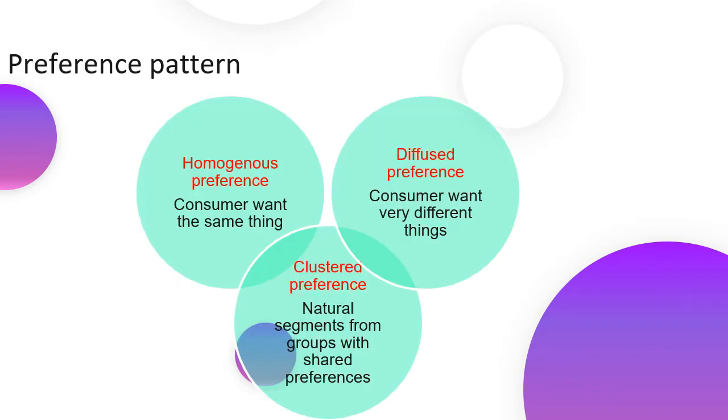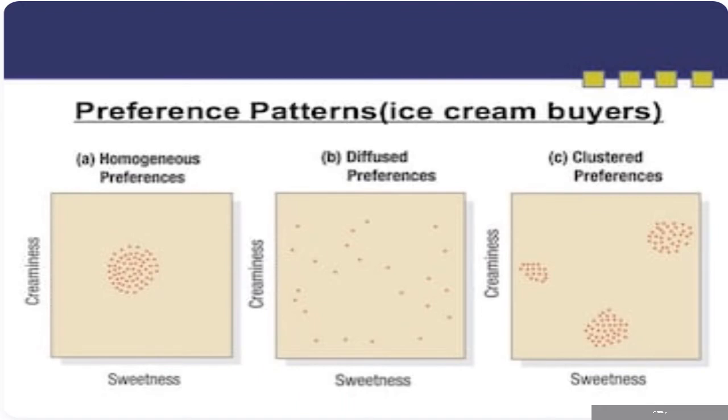And there are three preference patterns to select a segment. That is homogeneous preference, diffused preference, and cluster preference. Homogeneous preference exists when consumers want the same things, and diffused preference exists when consumers want very different things. Cluster preference reveals natural segments from groups with shared preferences. And these are the preference patterns. The first one is homogeneous preferences, the second one is diffused preferences, and the third one is cluster preferences.